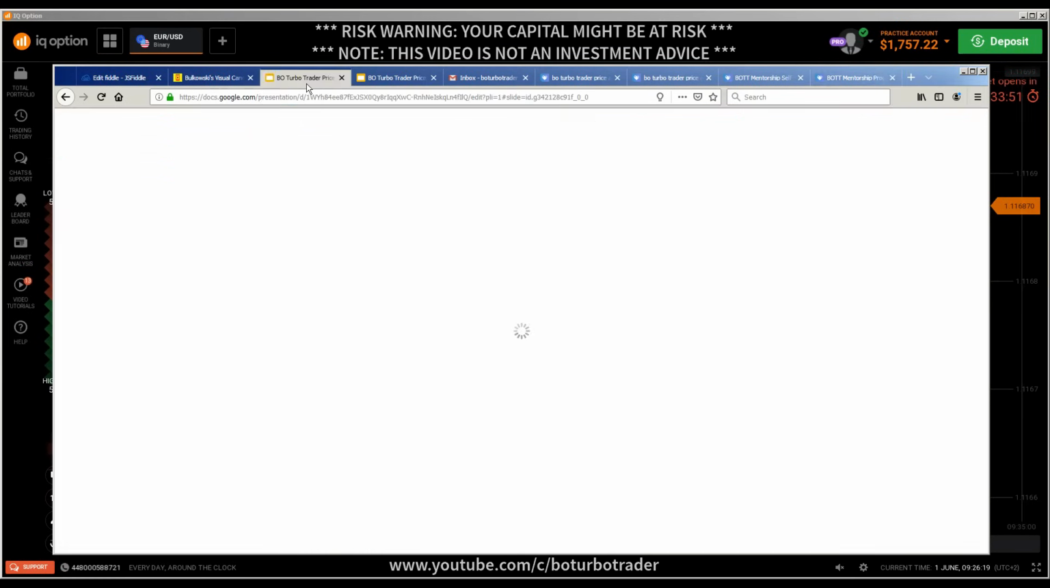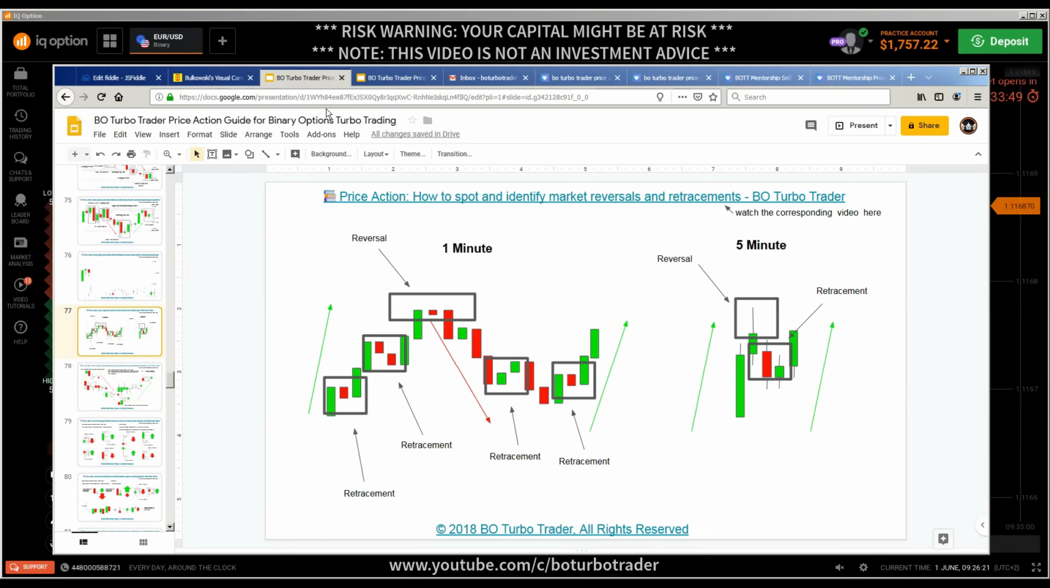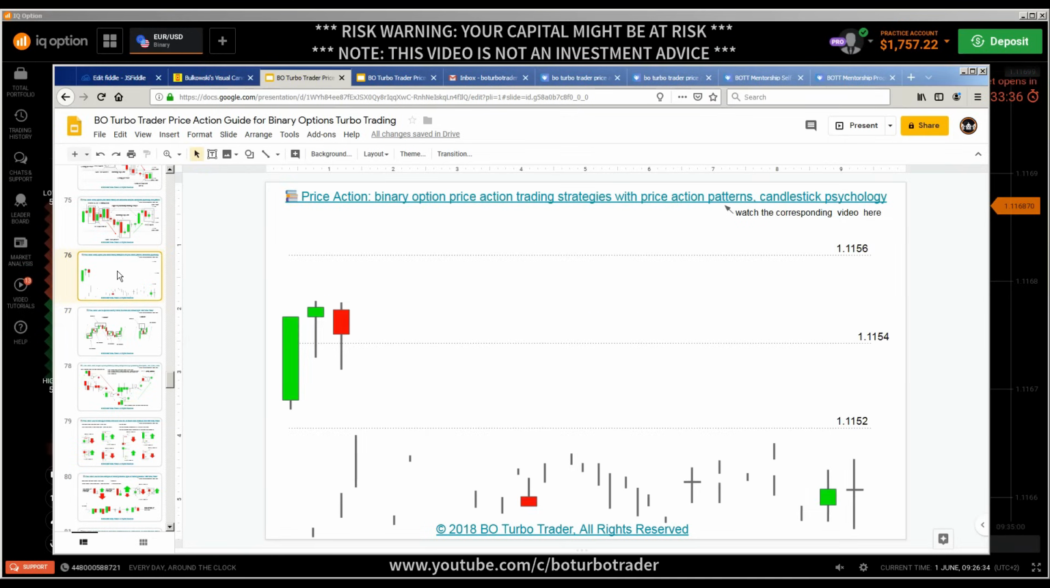So today's topic was and is binary option price action trading strategies with price action patterns and candlestick psychology. I have prepared here already some kind of chart, and that is the beginning. I have done in this chart, as well as yesterday, 6 trades.